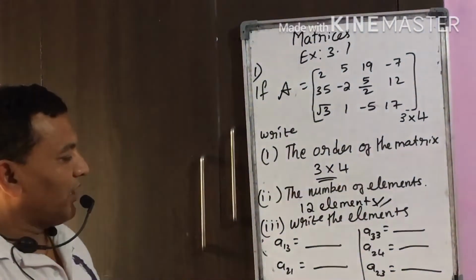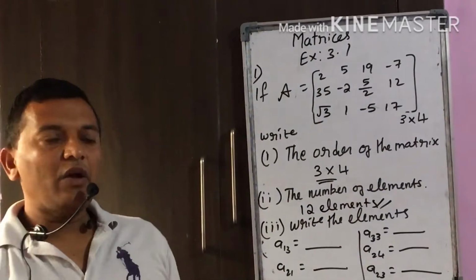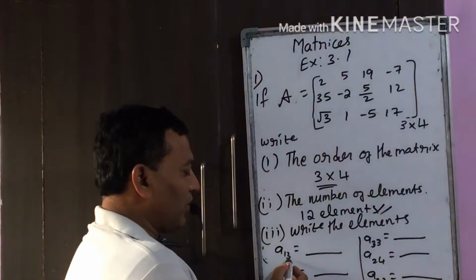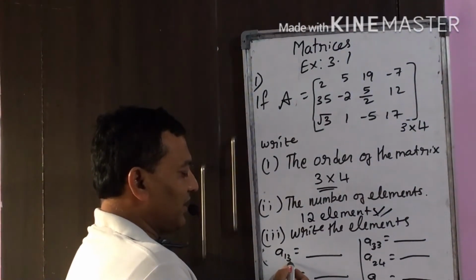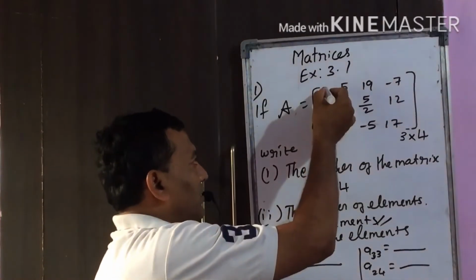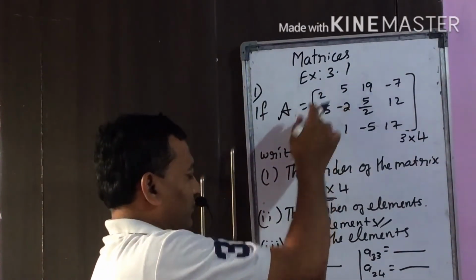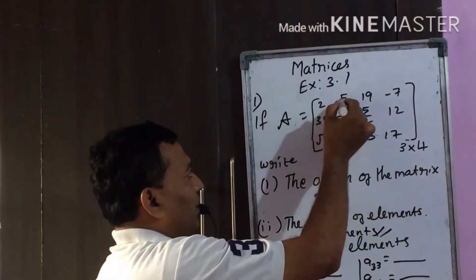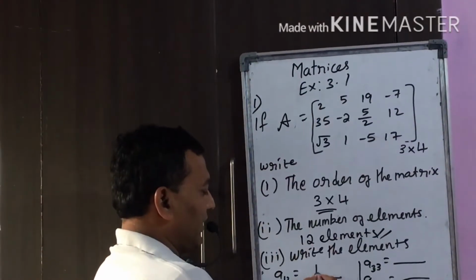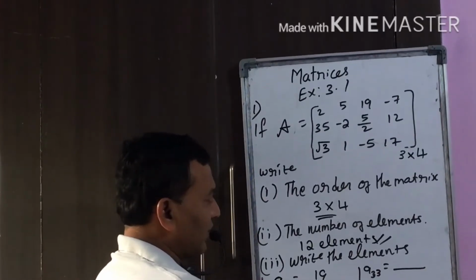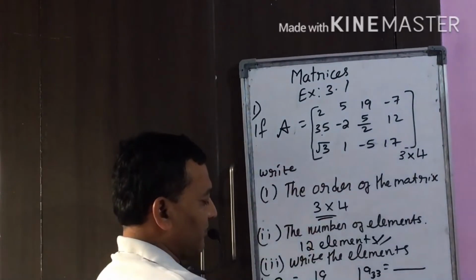Next, we have to write down the elements here. A13: the first digit represents the row number, the second digit represents the column number. This is first row, third column. 1, 2, 3. This is 19. Next, A21, that is second row, first column. That is 35.